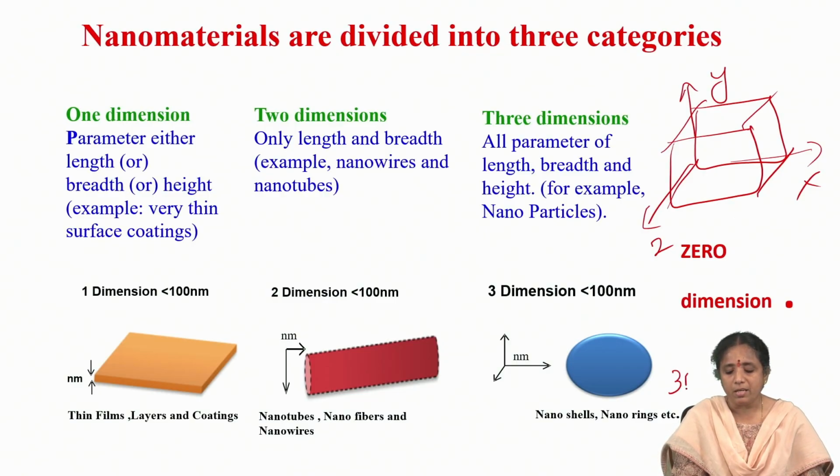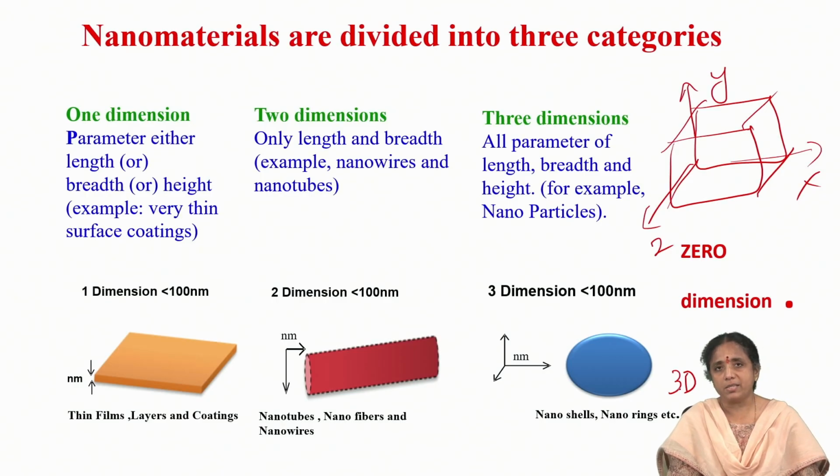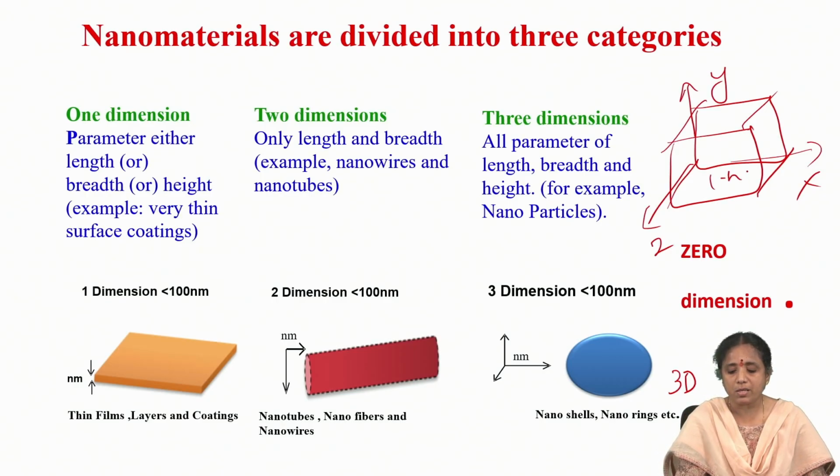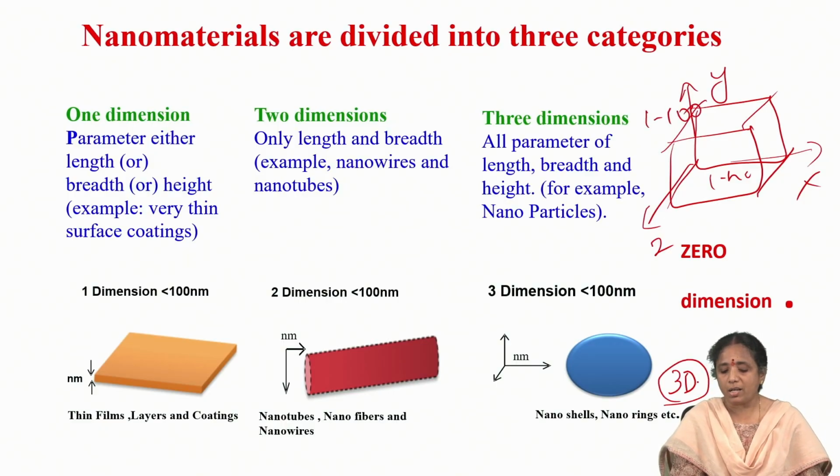Then we say that is a three-dimensional nanoparticle. For example, the x-axis is nanoscale, the y-axis is nanoscale, and the z-axis is nanoscale. Then we say that is a three-dimensional nanoparticle. The best examples are nanoshells and nanorings.